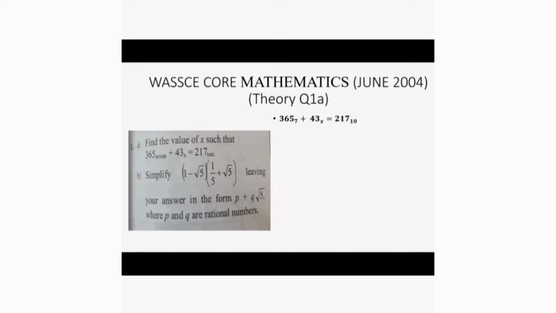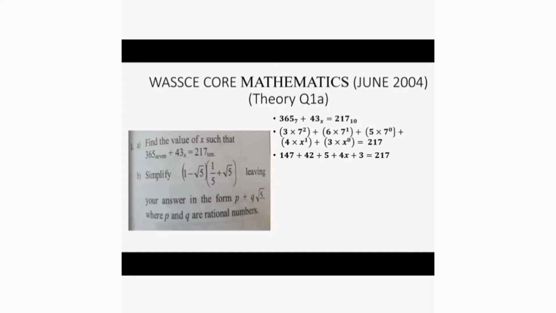By converting it to a base of 10, we need to multiply each value by the base, and the exponent of the base will be determined by the position of the value being used. So we have 3 times 7 raised to the power 2 plus 6 times 7 raised to the power 1 plus 5 times 7 raised to the power 0 plus 4 times x raised to the power 1 plus 3 times x raised to the power 0, which is equal to 217.